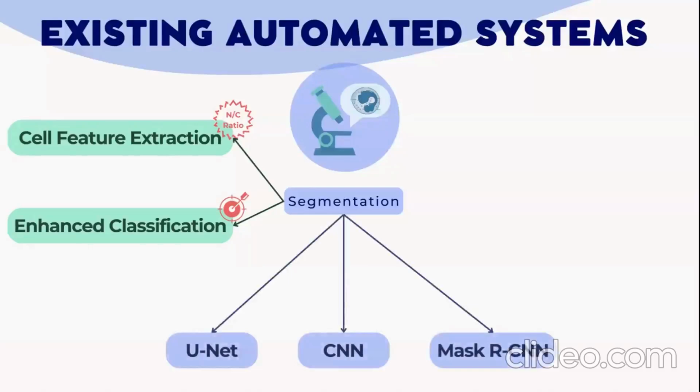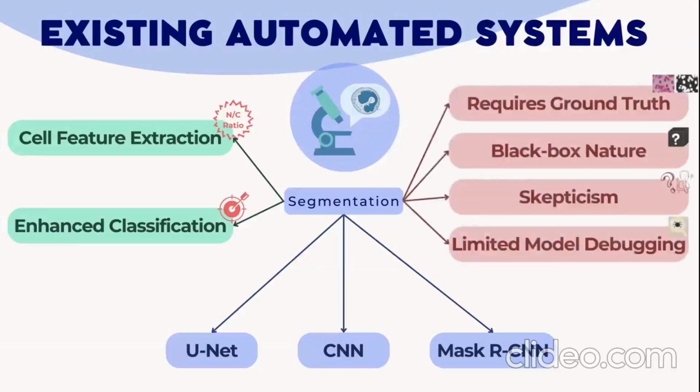A multitude of techniques based on UNet and Mask RCNN architectures have been applied for existing cervical cell segmentation systems, but these have major limitations. Existing segmentation systems face significant limitations. They rely on ground truth masks, which are labor intensive and time consuming to create.